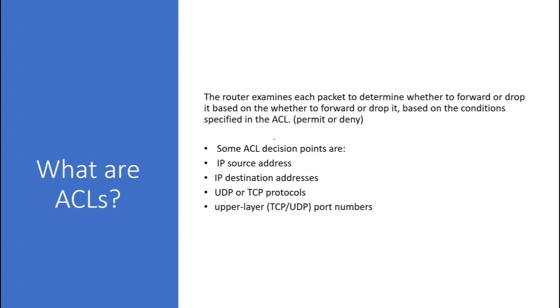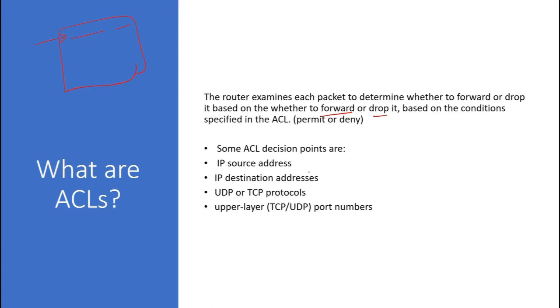So let's see some more. The router examines each packet to determine whether to forward or drop it based on the conditions specified in the ACL, right? So we have a list in the ACL. Whenever any traffic is coming, it checks that access control list, and the condition is to permit it or deny it. So based on that permit or deny statement, it takes the decision whether to forward it or drop it.